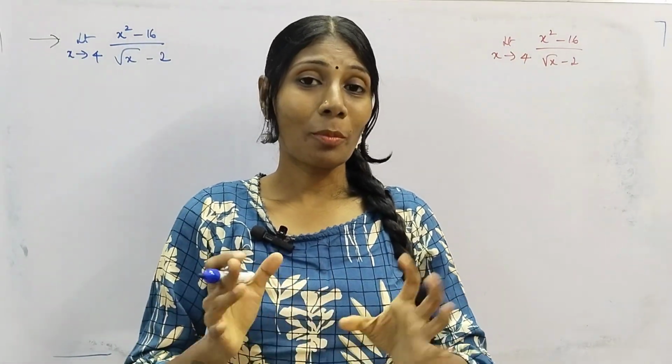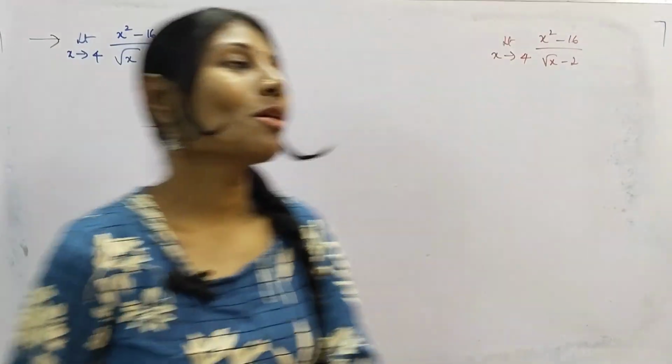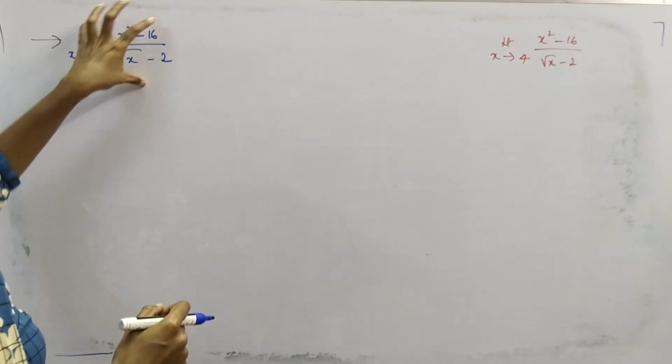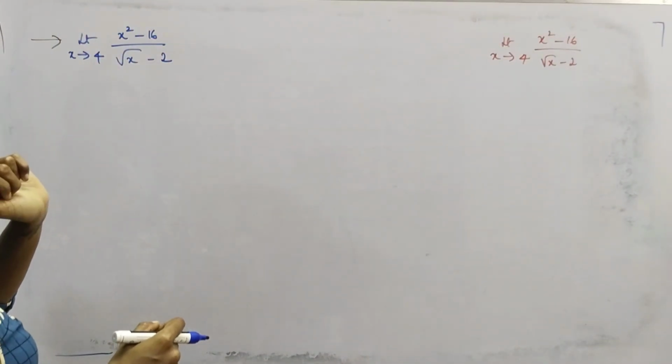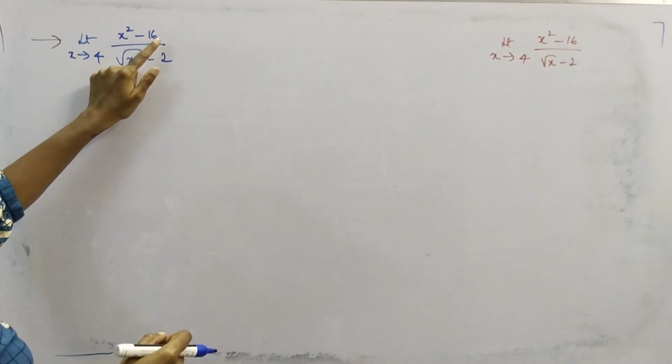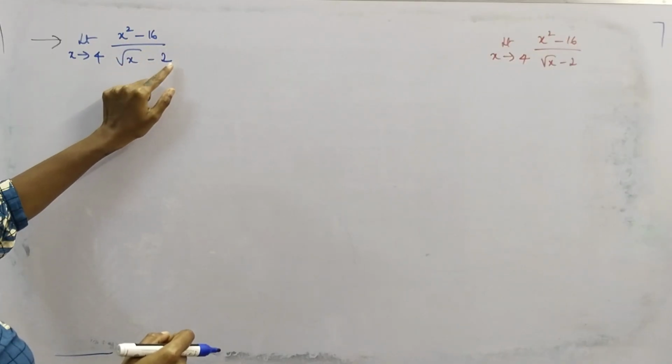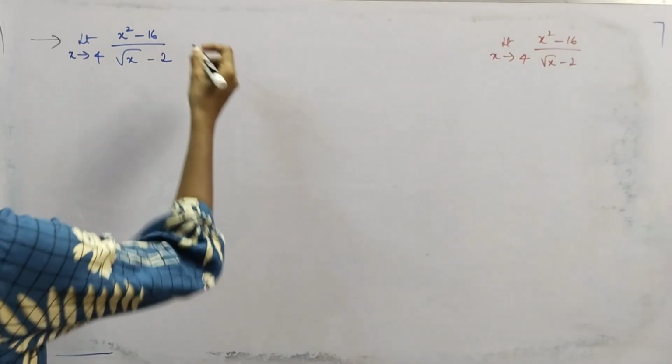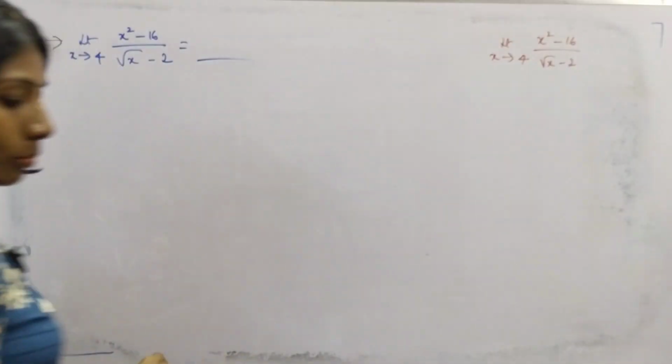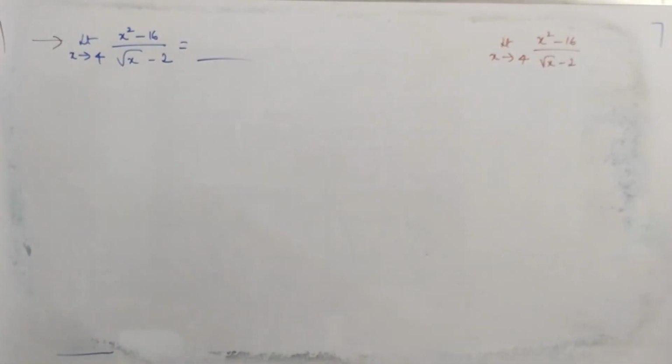In this video we are going to see a problem from limits. So let's get going. Problem: the limit of this expression as x tends to 4. Limit of (x square minus 16) by (square root of x minus 2) as x tends to 4. Let's find this out with the direct substitution method.